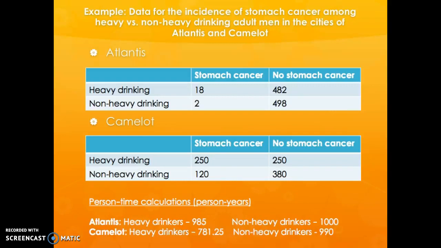So if you look at Atlantis, heavy drinkers who developed cancer was 18. No cancer is 482 for a total of 500 heavy drinkers, and 2 who developed stomach cancer for non-heavy drinkers, and 498 did not develop stomach cancer out of 500 in that group. Same thing for Camelot. And then the person time calculations are already calculated out below. You can get that by taking the number of people times the time period they were at risk, and you add those together.